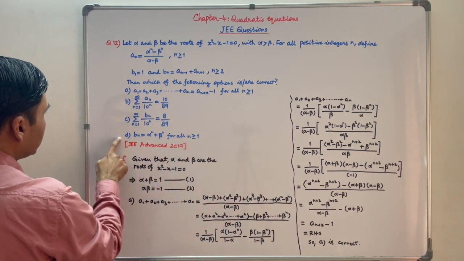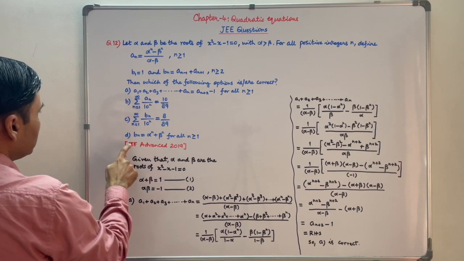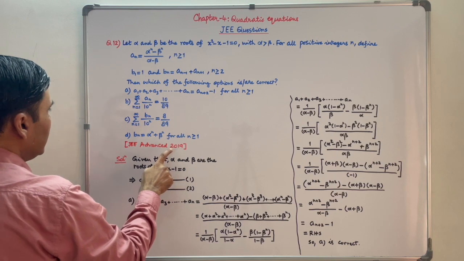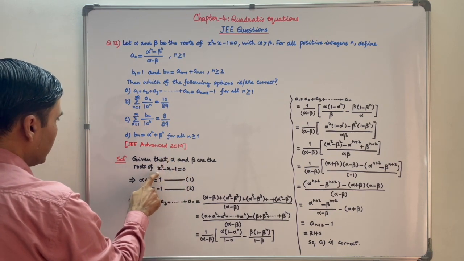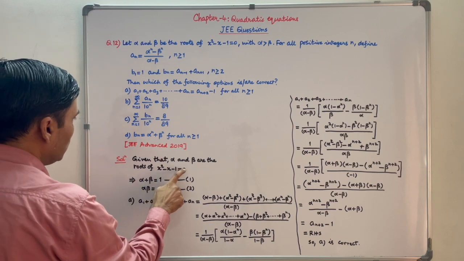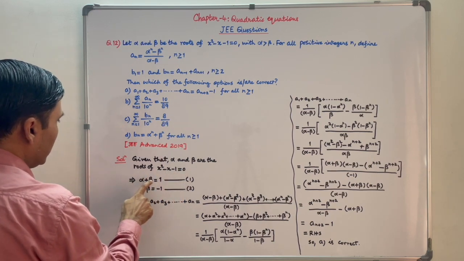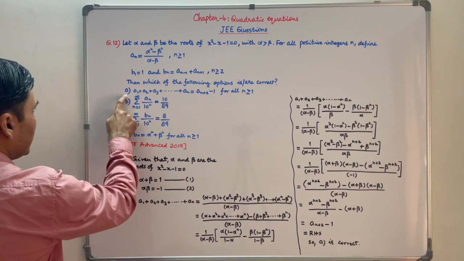These are the 4 statements. We have to verify which statement is correct and which is not. There may be more than one correct statement. This question was asked in JEE Advanced 2019. It is given that alpha and beta are roots of the quadratic equation x square minus x minus 1 is equal to 0. So we can write alpha plus beta is equal to 1 and alpha beta is equal to minus 1. Statement A.